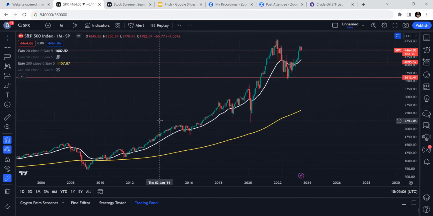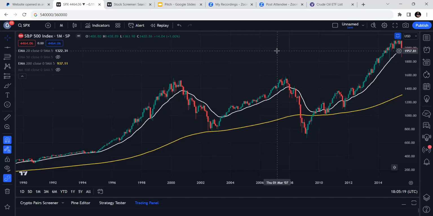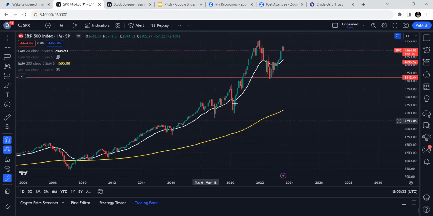Another part, population is growing. As population grows, there will always be more demand for goods and services. So the US stock market will always be on the long run. Yes, at some point there will be pullbacks. But after the pullback, what happens? The market continues its long-term uptrend.